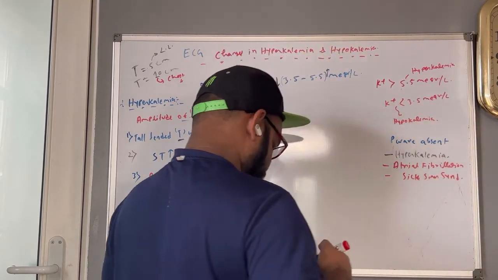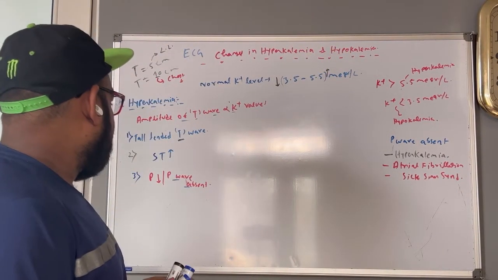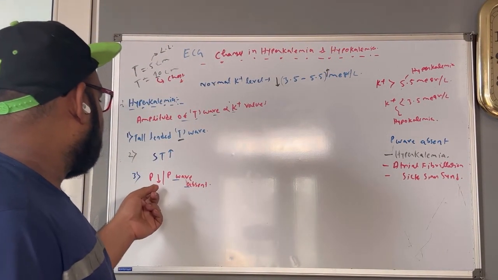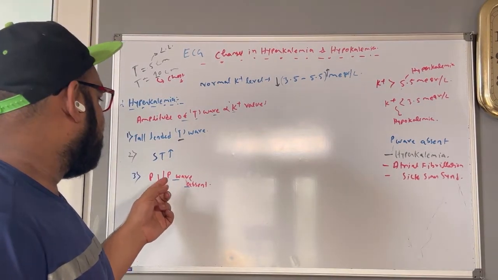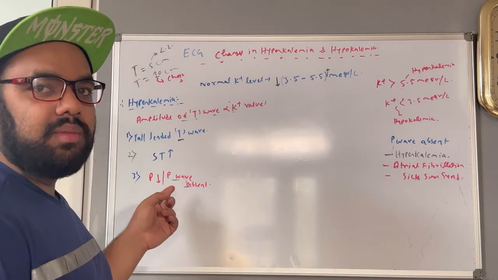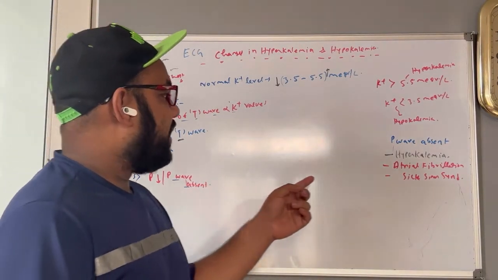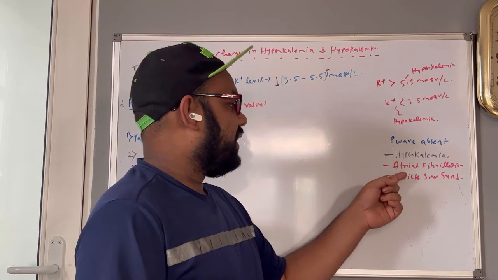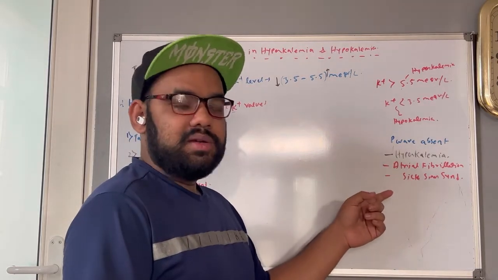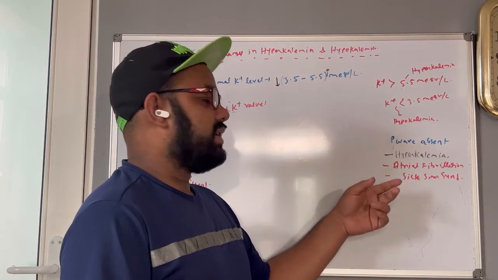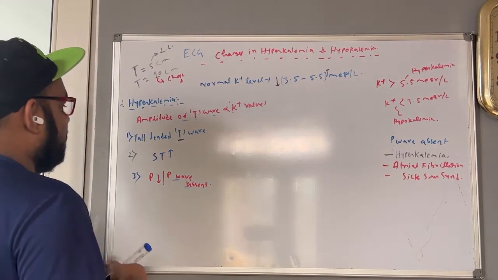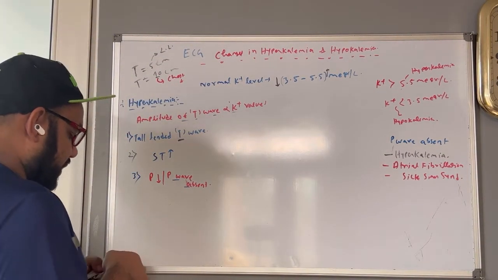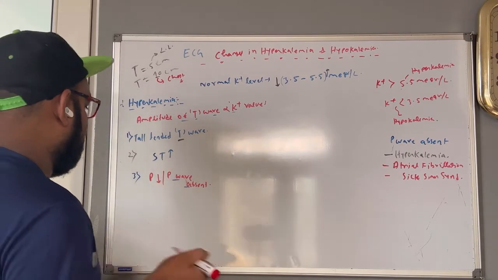Now, what did I tell you? That we'll get the amplitude of the P wave reduced in hyperkalemia, or sometimes the P wave will be absent in hyperkalemia. The P wave absent can also be seen in atrial fibrillation, and also in sick sinus syndrome.